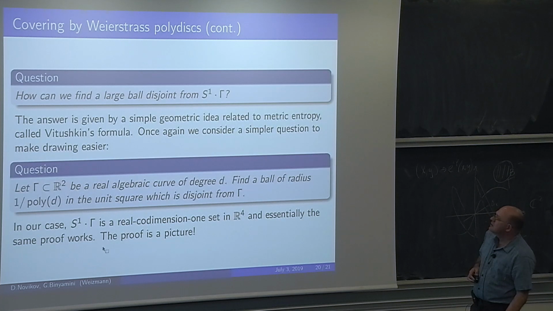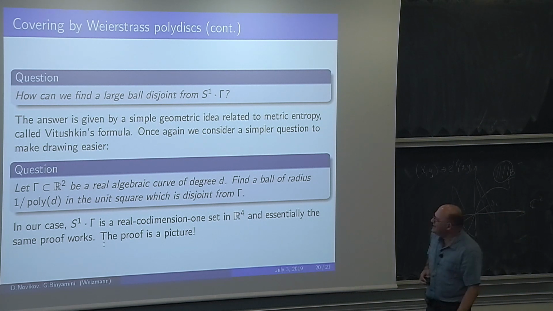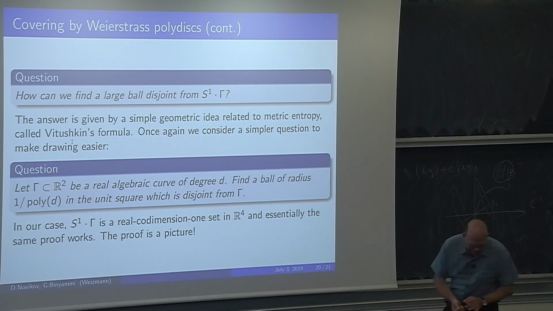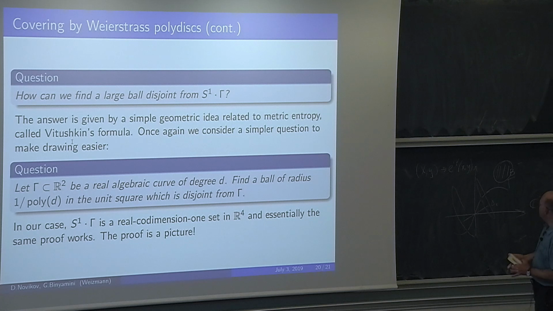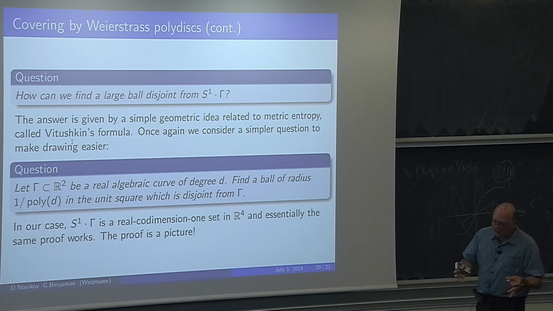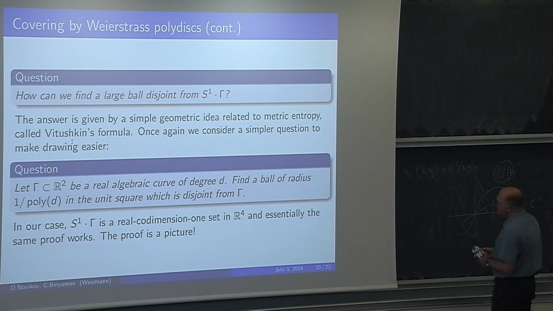The answer is given by the Vitushkin formula. Again, we forget about the complex structure; it's just a set in R^4, which is Pfaffian, which is a good set. We want to find a big ball outside of this set. So how to do it in R2?